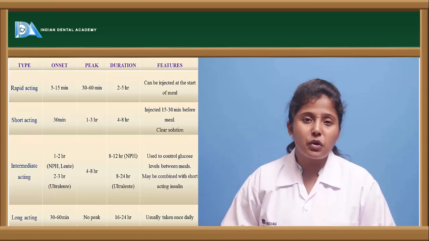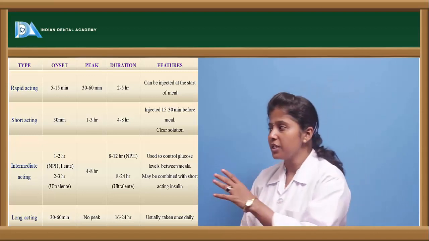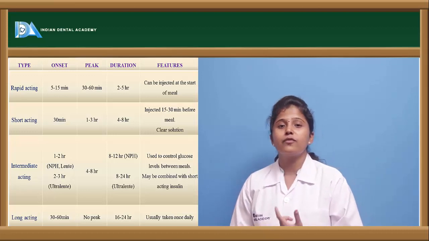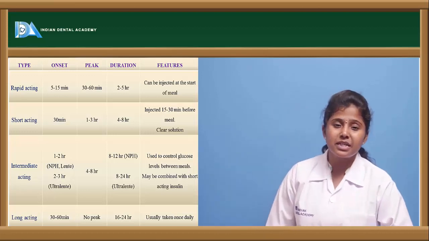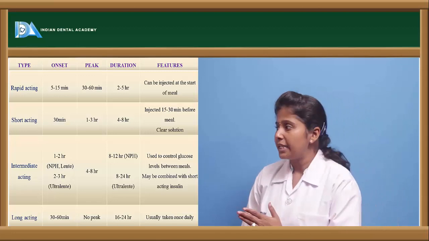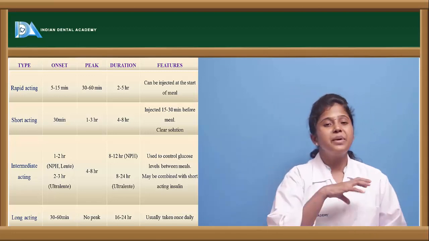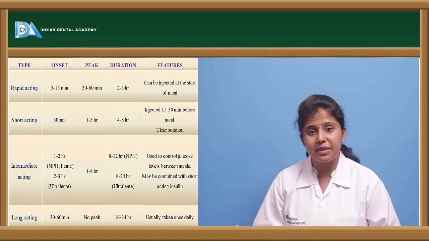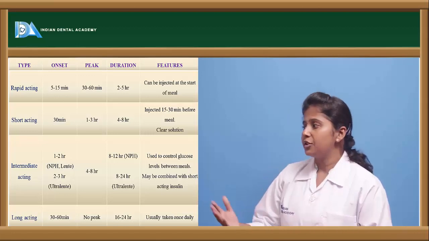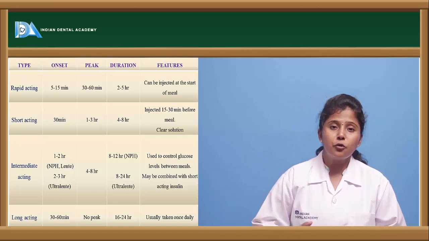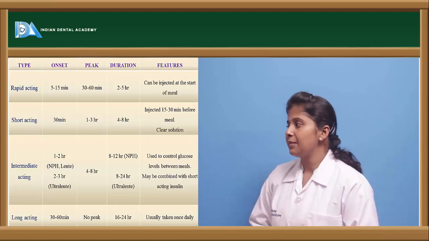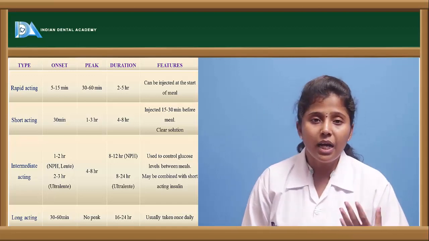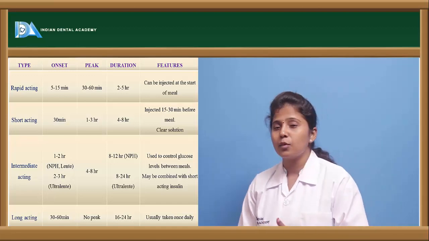If we see the pharmacokinetics of these insulin preparations, the rapid acting drugs have an onset of action of 5 to 15 minutes. Once administered, after 5 to 15 minutes they exert their action, but the peak action is observed at 30 to 60 minutes after administration, and the duration of action is about 2 to 5 hours. These can be injected before the meal.